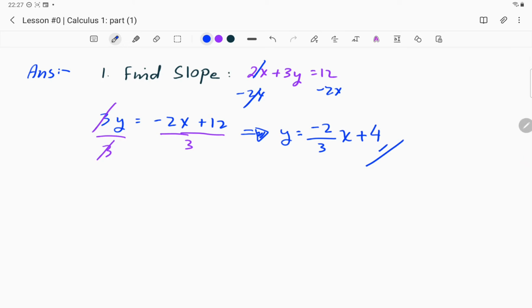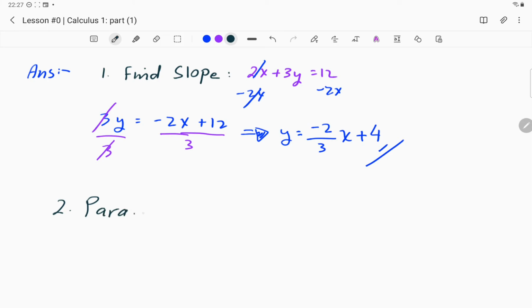Now you want to find the reciprocal. Actually, let's find the parallel first, and then we're going to find the perpendicular, right? So let's find the parallel slope. Okay, let's write that down.